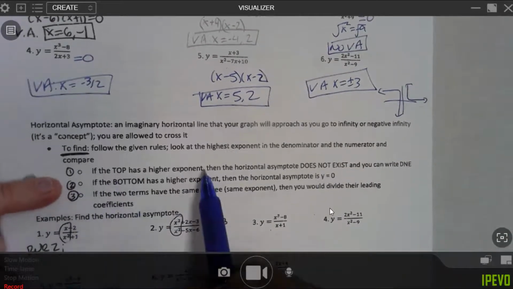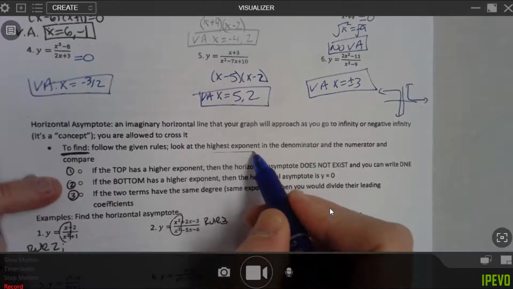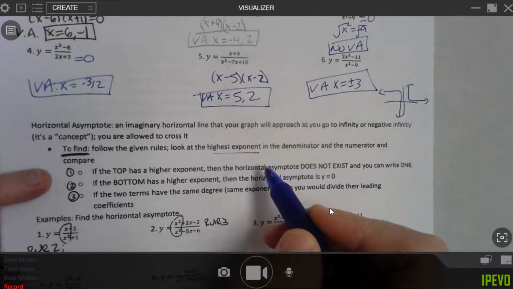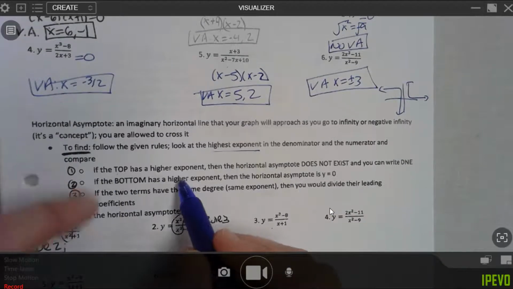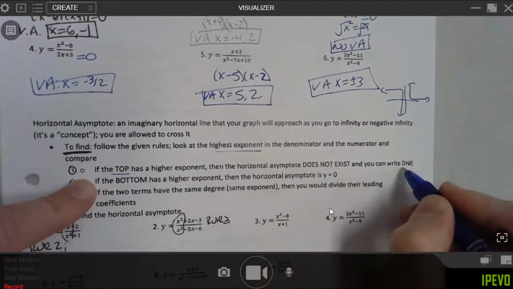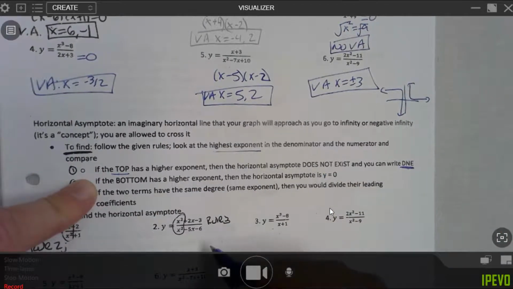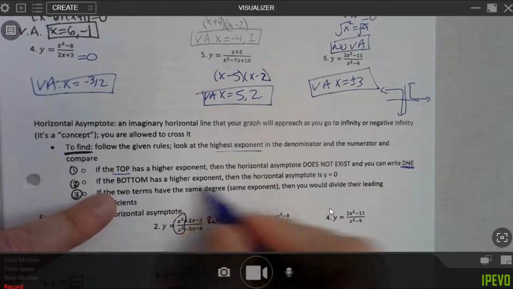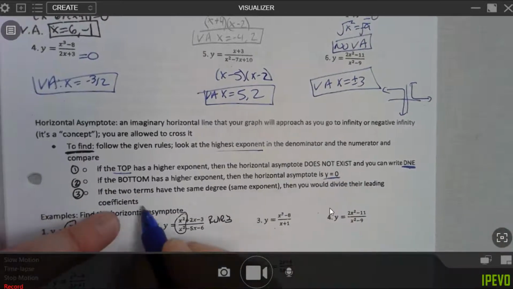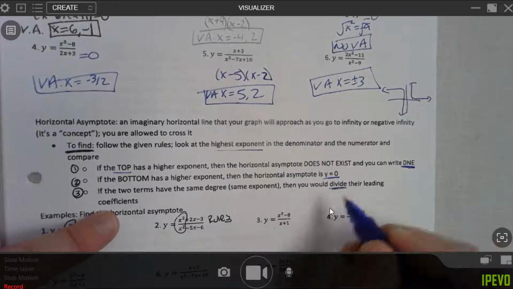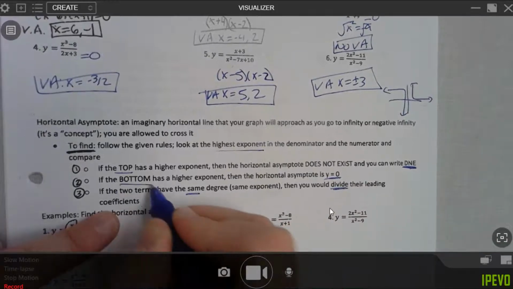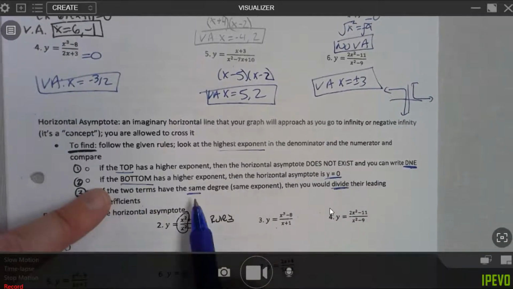So we're talking about your exponents. So we're looking at your highest exponent in the denominator and the numerator, and we're comparing them. So if the top has a higher exponent, then we get does not exist. We write that as DNE. So if the top is higher, DNE. The bottom is higher, you go to 0. And if they're the same, you're going to divide. So top DNE, bottom 0, same divide.